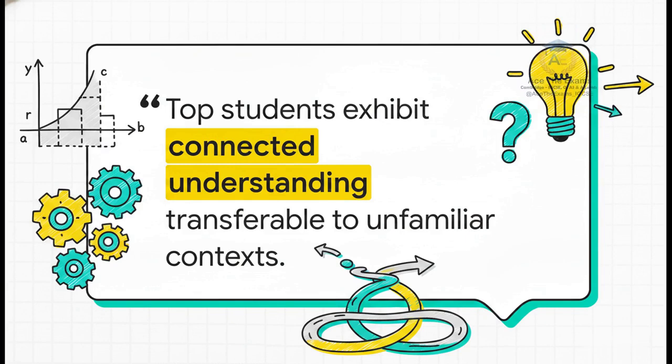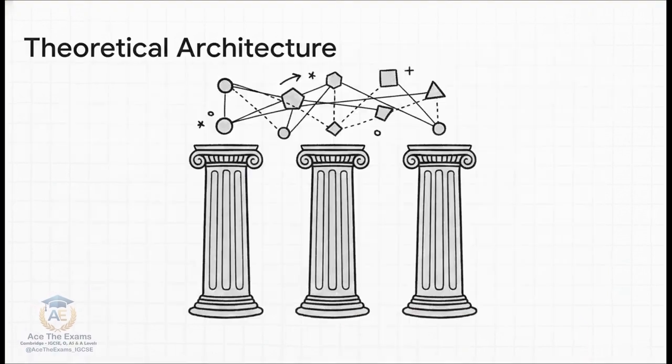A descriptive statement is just plugging numbers into the trapezium rule formula. An evaluative argument is proving mathematically why your calculated area is an overestimate or an underestimate based on the convexity of the curve. You have to understand the mathematical mechanics well enough to adapt them when the examiners throw a complex curveball scenario your way. To achieve that high-level transferability, your theoretical architecture must be utterly rock solid. It rests on three non-negotiable pillars: precise definitions, clear causal relationships, and referencing crucial cross-topic connections.